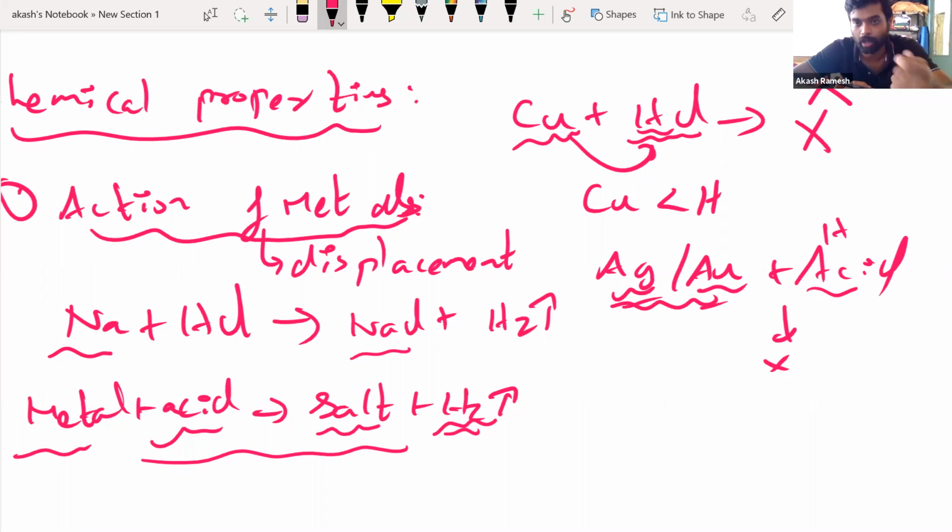They have something called gold mines, silver mines. Obviously, whatever you get from those mines will be in solid form. And obviously, it is going to contain a lot of impurities because it is going to come from the ground.